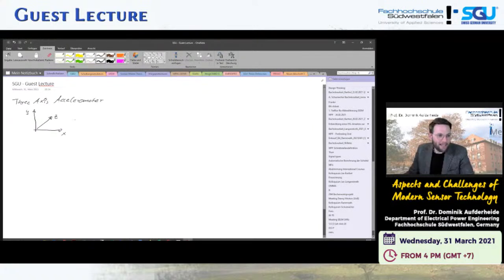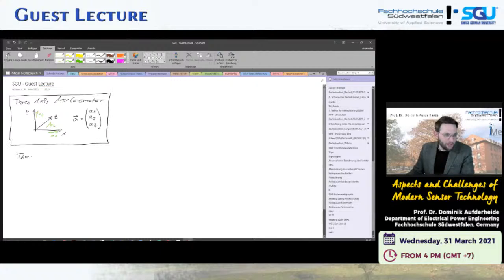So I get basically a vector, I call it A for acceleration, which contains the acceleration component in X direction, in Y direction, and in Z direction. So basically this kind of information. Oh, that is of course AZ. This is AX, and this would be AY. This is the information I get from the accelerometers. Okay, this is my first sensor set here.